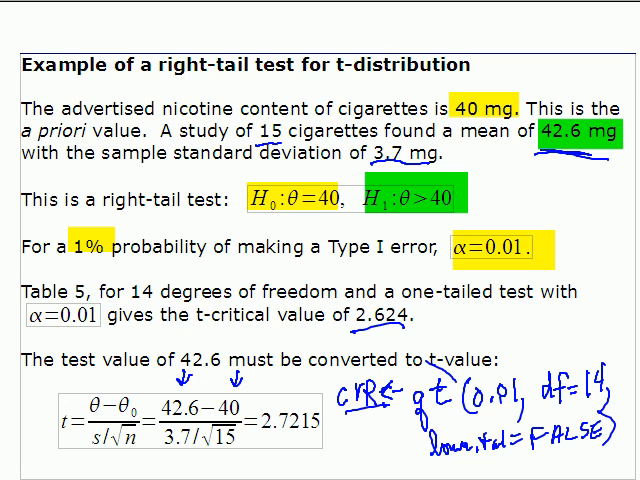Okay, the critical value is 2.624, and now my test value is 2.725. It's a right-tailed test, so this is out in the critical region, and it would lead to the rejection of the null hypothesis.